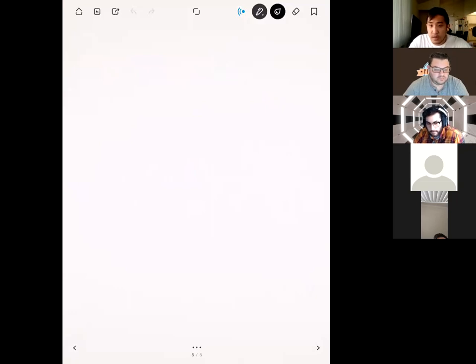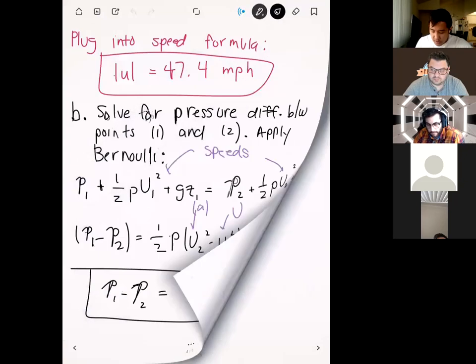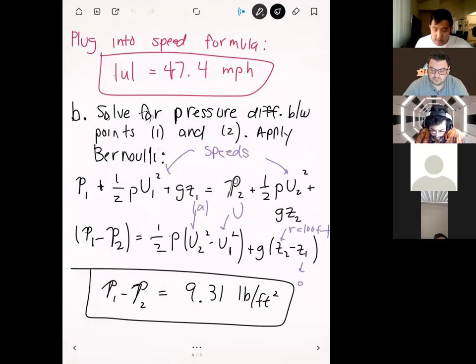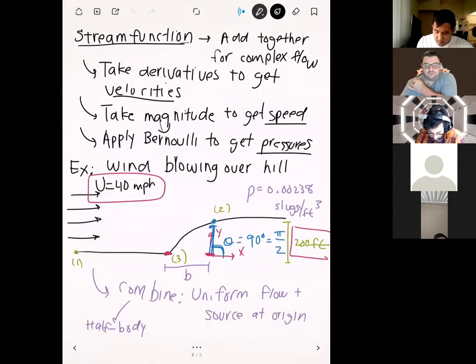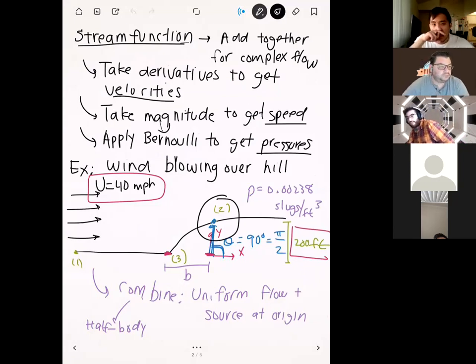Right, question. So the question is, what is U2? U2 is the speed at location 2. If we go back to this figure, location 2 was our spot right above the origin. So U2 squared is the speed squared at that location.